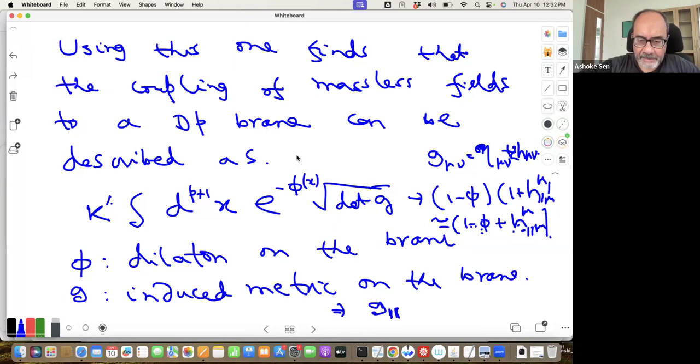Okay, and you can see from this also, right? This doesn't break any Lorentz invariance in the parallel direction, right? Because it has a general coordinate invariant form.